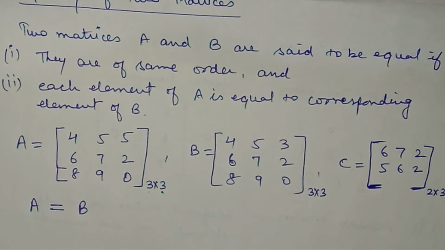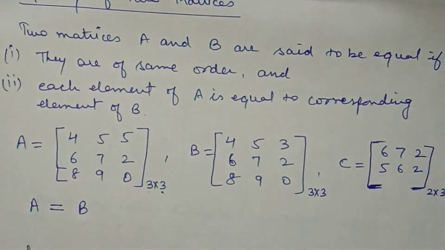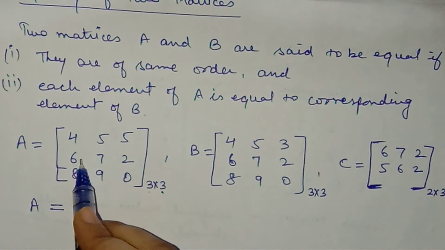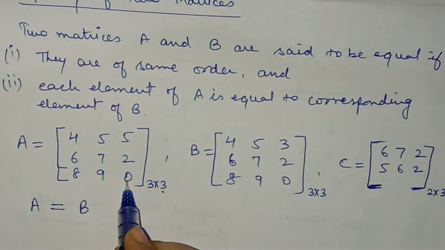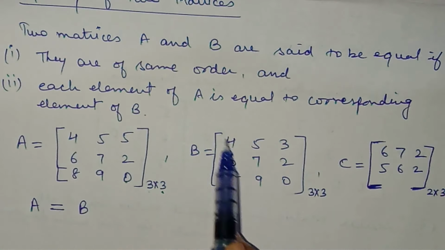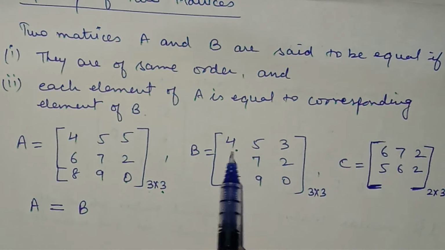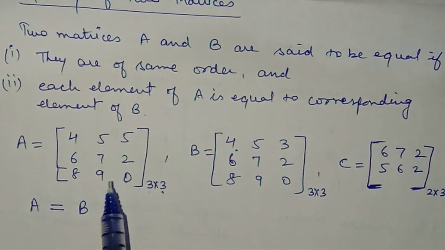The next condition says that the elements of matrix A are 4, 5, 5, 6, 7, 2, 8, 9 and 0. The corresponding element, that is the first element, should be the same in the second matrix's first element. So 4 is equal to 4.